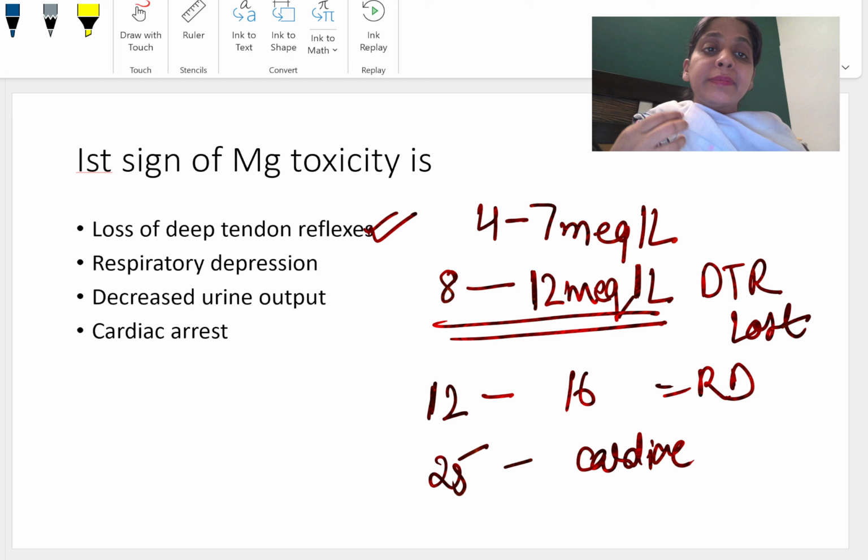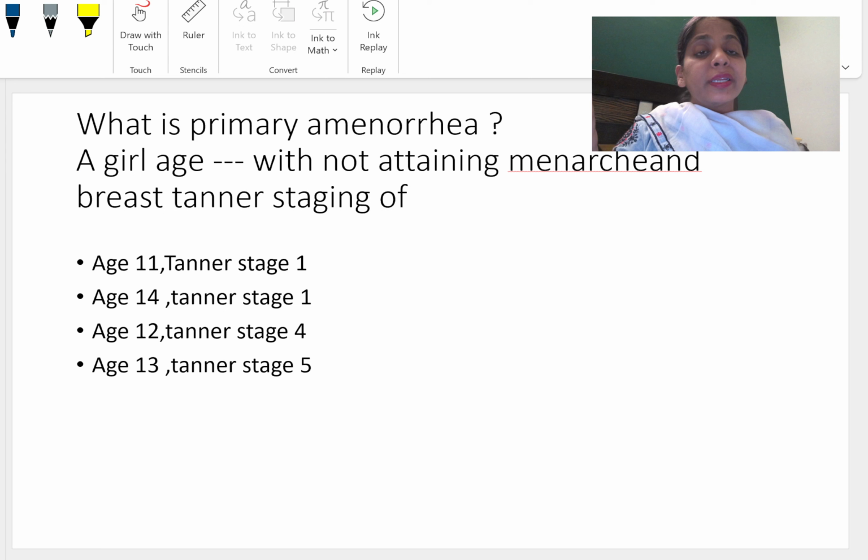Okay, so now let's go to another question, which is, what is primary amenorrhea? Now the question framing was somewhat different. That is why I always tell you, students, please go for the extra expected questions. Don't always expect that the same terms and the same words will be used, and the options will be the same. So the topics are the same, but the options and the question framing are not the same. Okay, so let's see here.